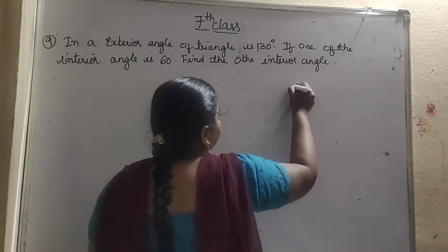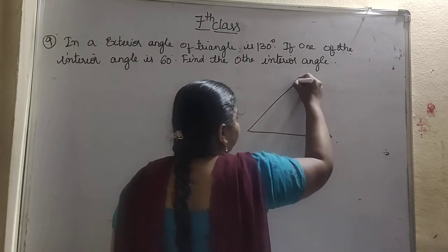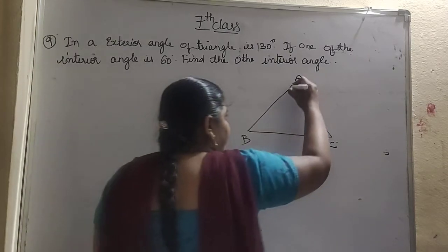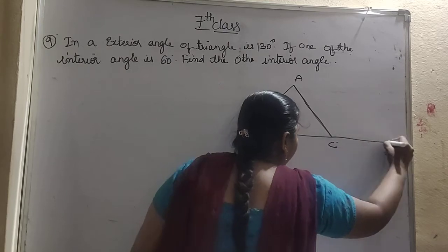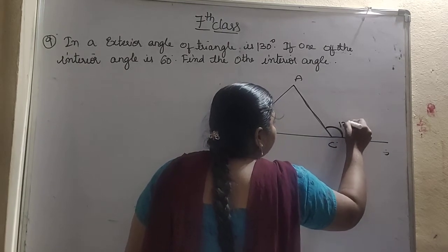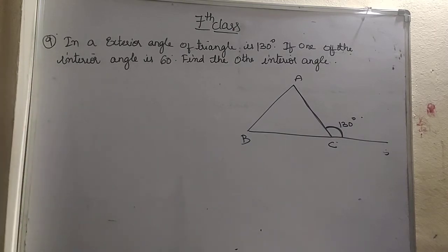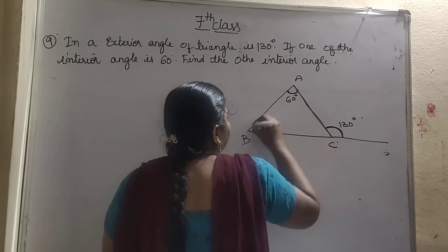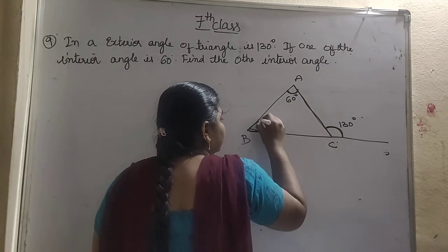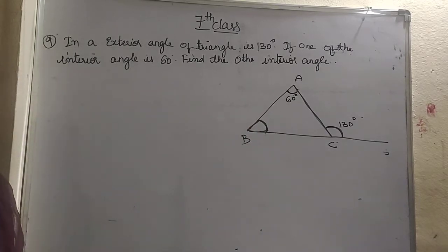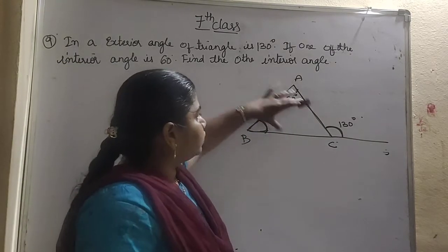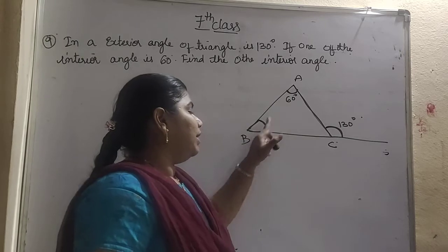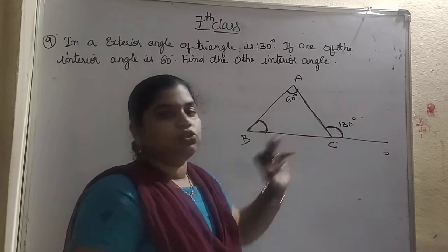So if you take a figure again, in a triangle, I am taking it as A, B, C. The exterior angle is 130. Exterior part means this angle outside of the triangle. Here the angle has been formed. This is 130 degrees. And one of the interior angles is 60, so I am taking this as 60 degrees. We have to find this angle B. So how to find again? The sum of two interior angles will be equal to the exterior angle, by using the exterior angle property.